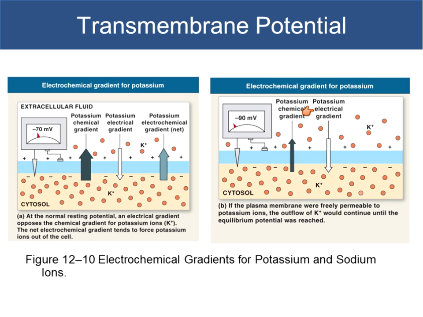If, however, we had the chemical gradient match the electrical gradient, where the amount of potassium ions that were leaving was equal to the amount of potassium ions that were coming in for the electrical forces, then if this were to continue to reach equilibrium, we get down to negative 90 millivolts. So if the membrane was freely permeable to potassium ions, the outflow of potassium would continue until equilibrium was reached. So if the amount going out and the amount coming in became equal, we'd be at negative 90 millivolts.